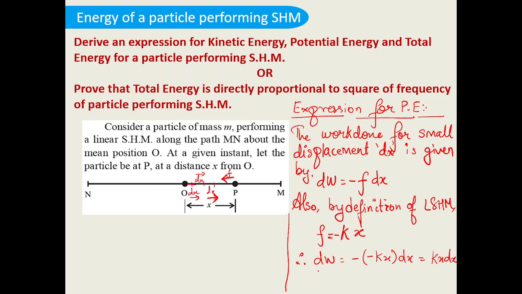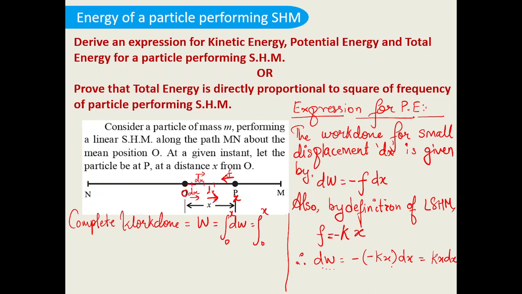But this is the formula for a small amount of work done, and we want the complete work done. So the complete work done is nothing but W, and W is the integration of the small work done. Now we have considered very small displacements, but we have to consider it from 0 to this distance, and this distance is x. So it will be integrated from 0 to x.